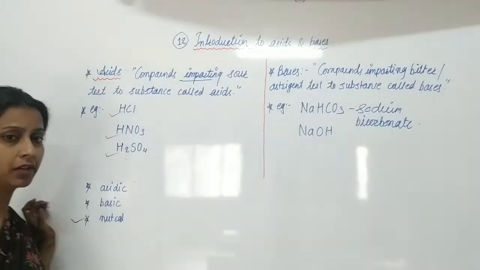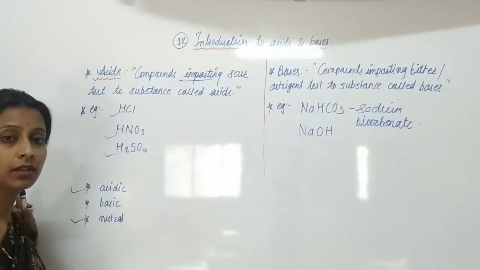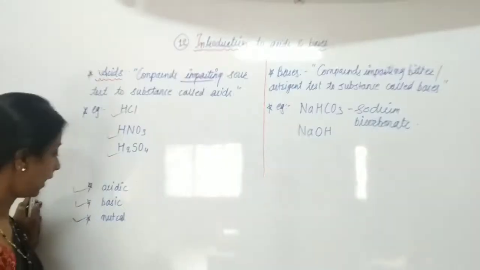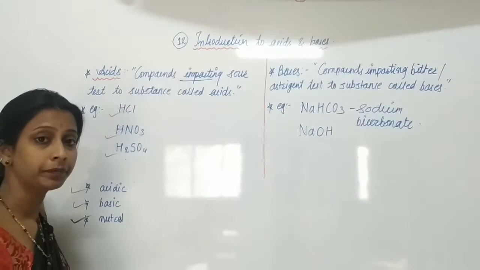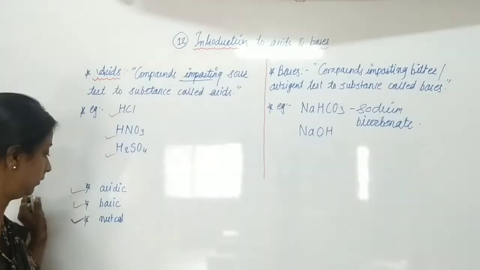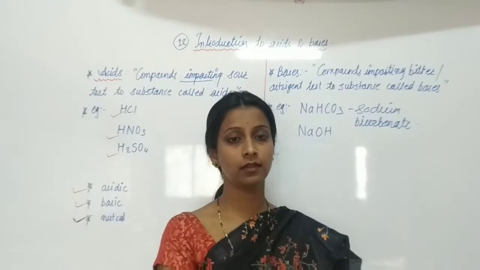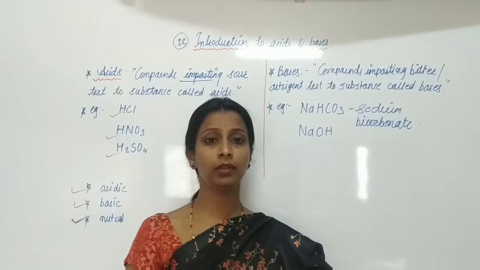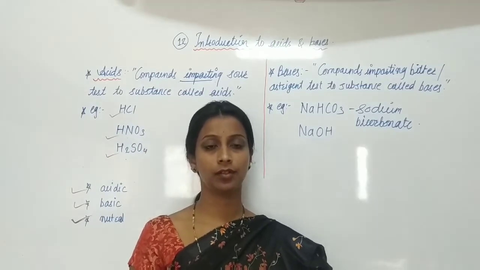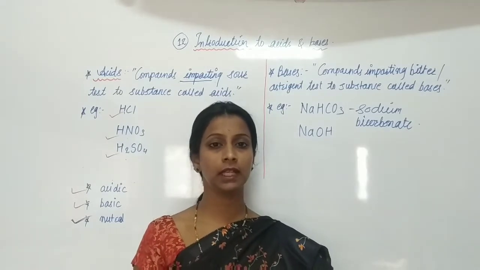The substances which contain acids inside them are called acidic substances. Substances which contain bases inside them are basic, and substances which contain neither acids nor bases inside them are neutral. The example of a neutral substance is water. Water is neutral in nature. It contains neither acid nor base, so it is neutral in nature.